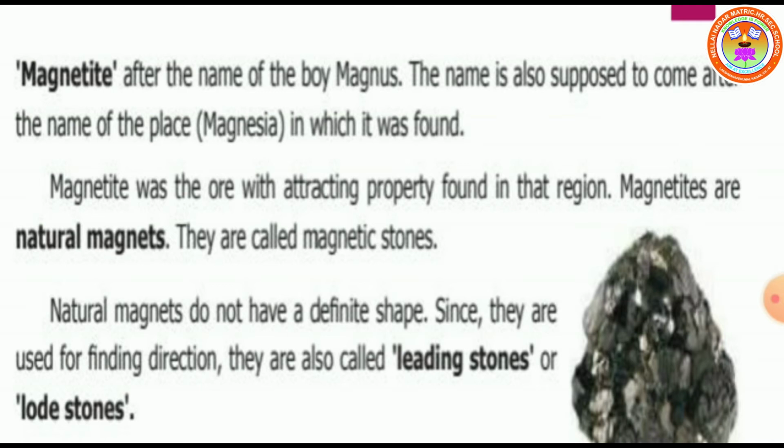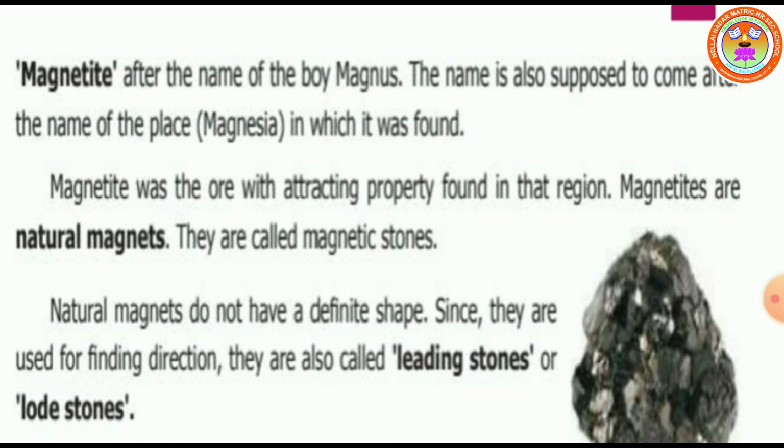Magnetite was the ore with attracting property found in that region. Magnetites are natural magnets. They are called magnetic stones. Magnetite is known as, very good children, natural magnet. Materials like this are called magnets now.